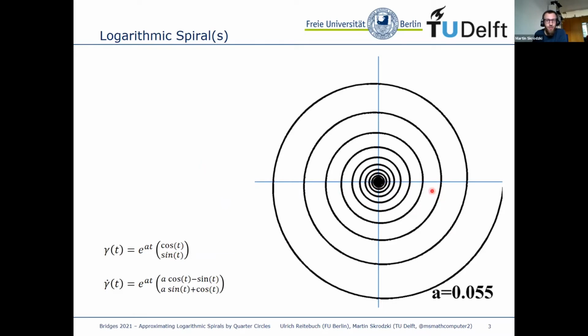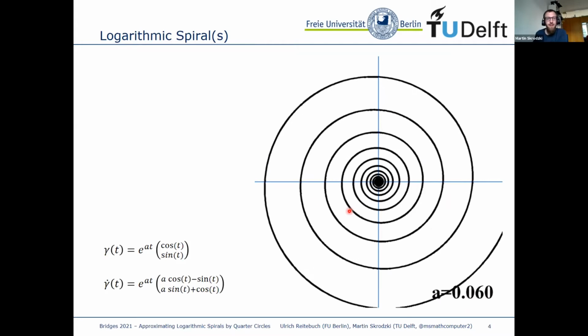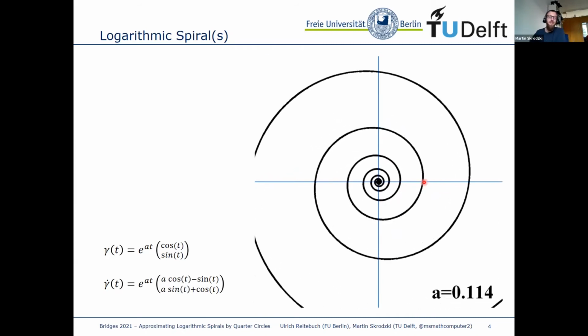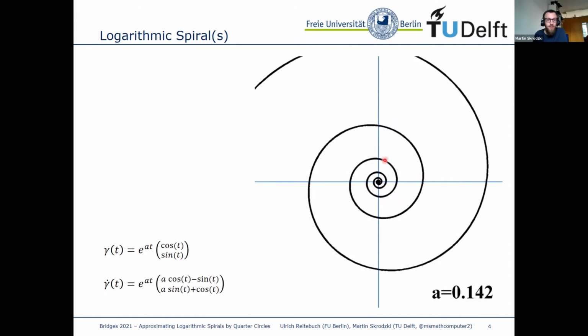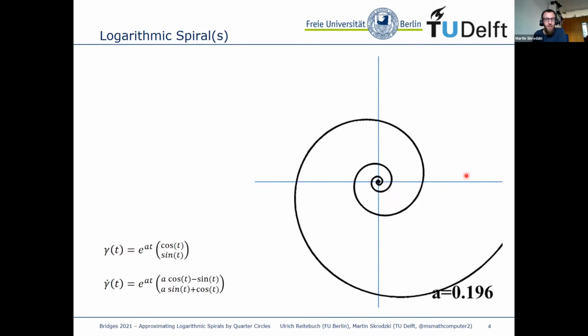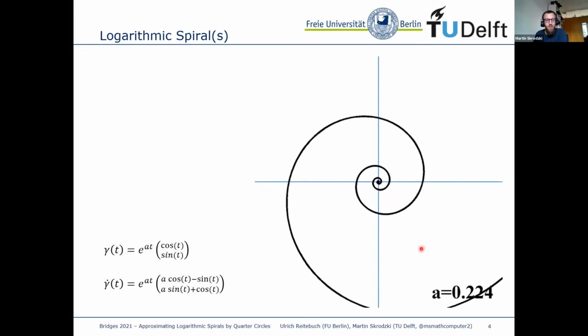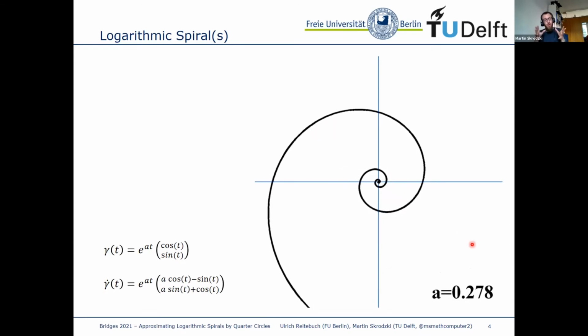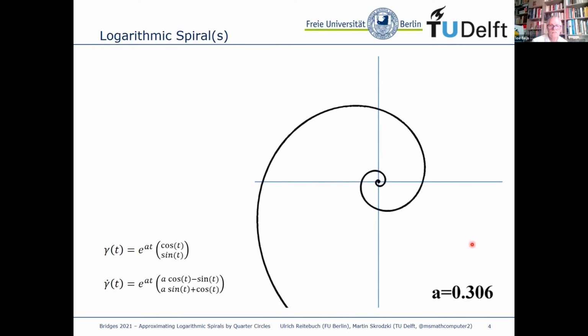And if you look closely, I'm going to vary this a value now. If you look closely, you will see that there's a fixed point on the x-axis. So you can see that this point here is not actually moving while the spiral is expanding outwards, or the inner part is expanding inwards, keeping this point fixed. We let that run for a little bit and it will stop at a very particular spiral, at the famous one, namely the golden spiral.